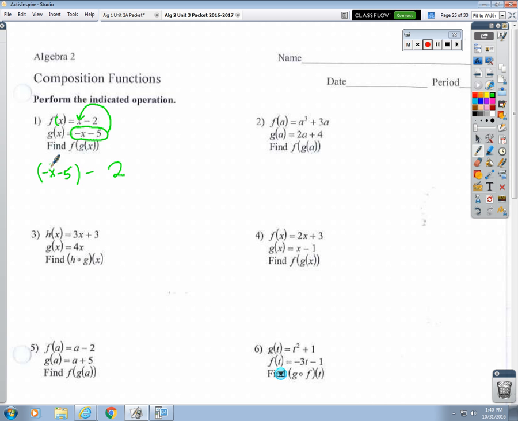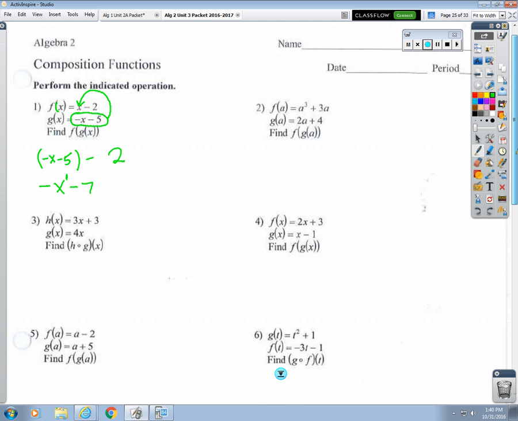So that's what we've done. That's the hardest part. Now all we have to do is simplify. Negative x, and then negative 5 minus 2 is negative 7, and you're done. That is a linear binomial. Linear because the highest exponent is a 1. Binomial because it has 2 terms. Okay, number 3.